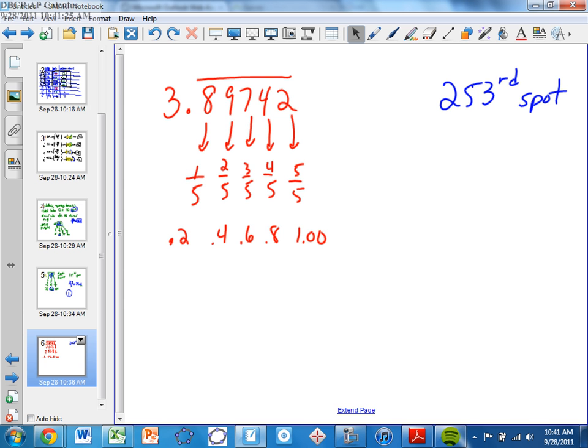Because this is going to repeat itself over and over again until it gets to 248, 249, 250, 251, 252, 253rd spot. Because it continues to repeat itself. It's a cycle over and over.